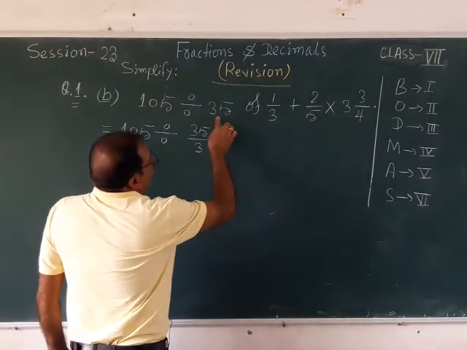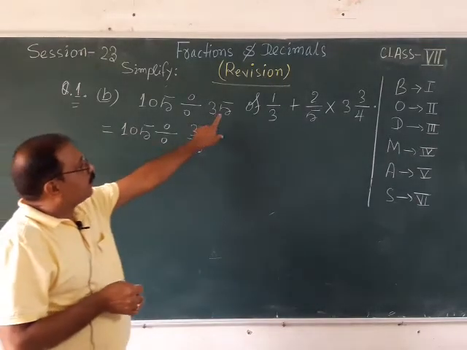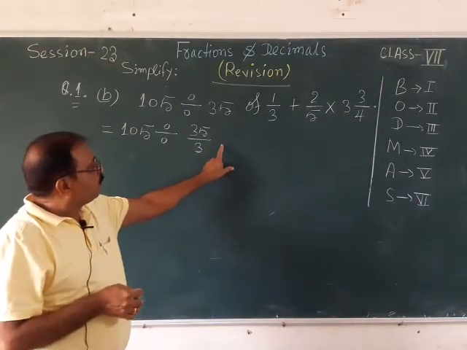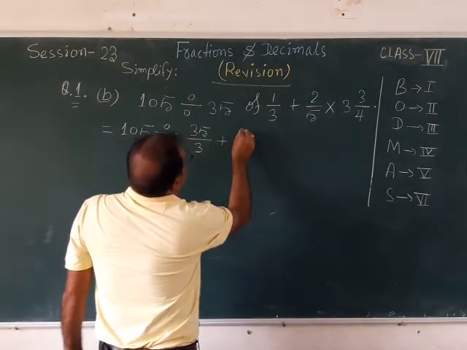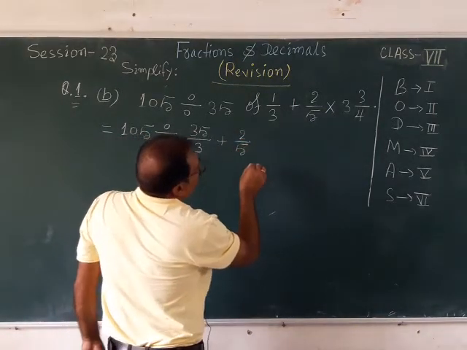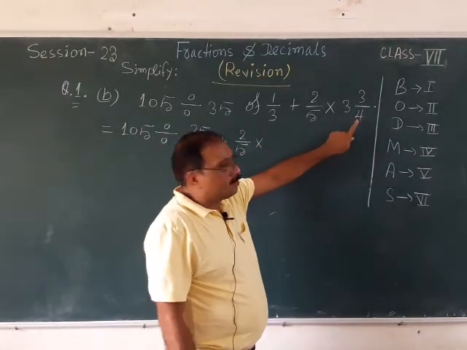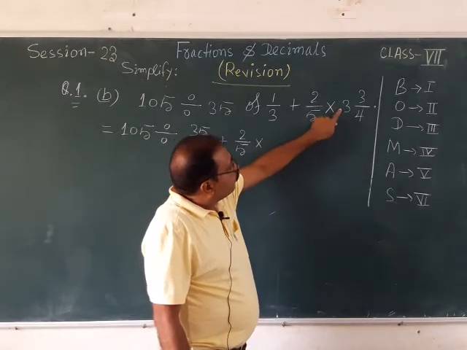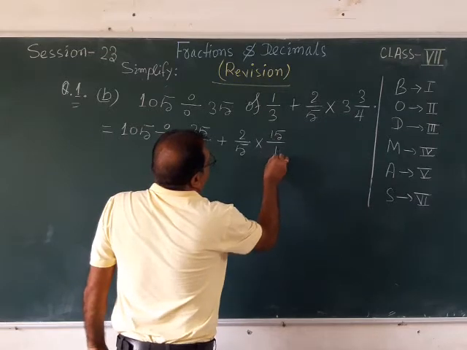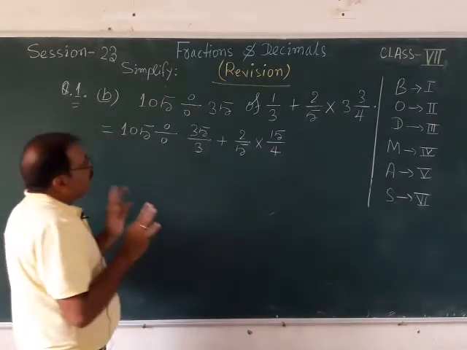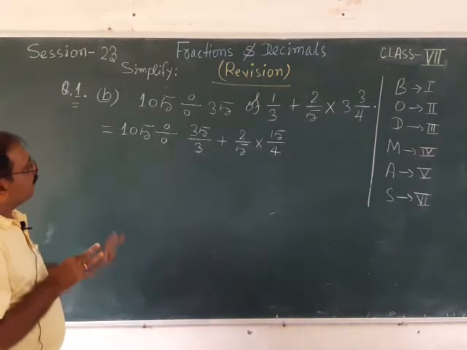You can directly multiply 35 into 1 by 3. No number will be cancelled. When you multiply 35 and 1 by 3, you will have 35 by 3. Plus you have to copy all the other numbers. I am copying 2 upon 5 and multiplied by. Here I have a mixed fraction, so I multiply 4 threes are 12, plus 3, 15 upon 4.